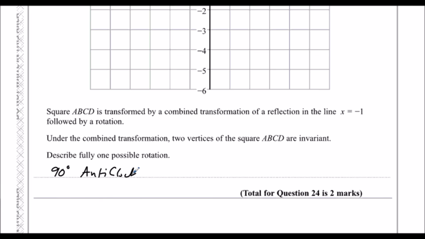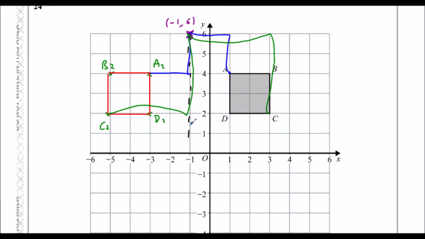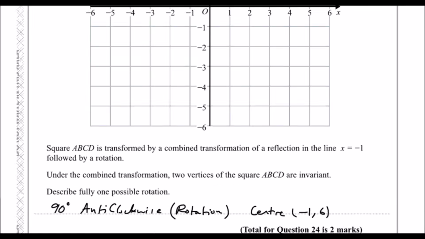Anti-clockwise rotation with a center at -1,6. And there will be other points as well where we could have rotated this to get other points back to where they started. So you can play around with this if you've got some tracing paper and find some other answers, but we only need one of them, so that will be okay.